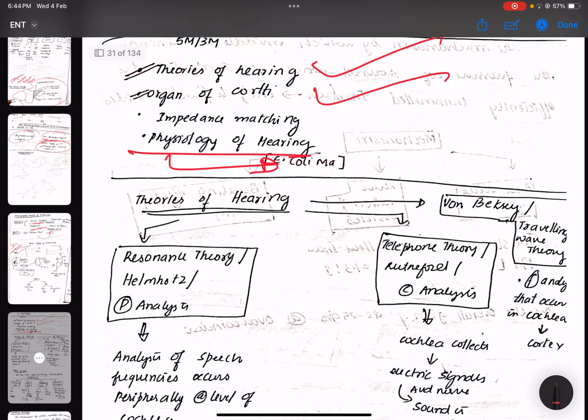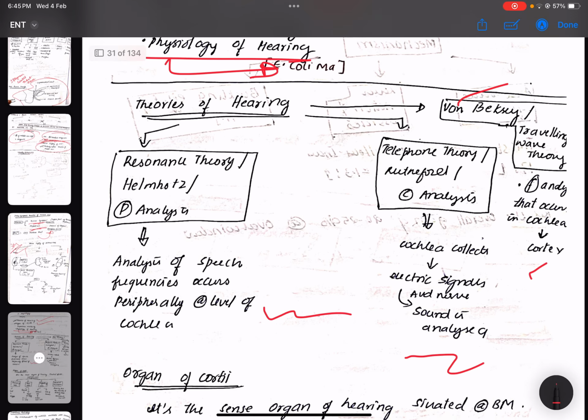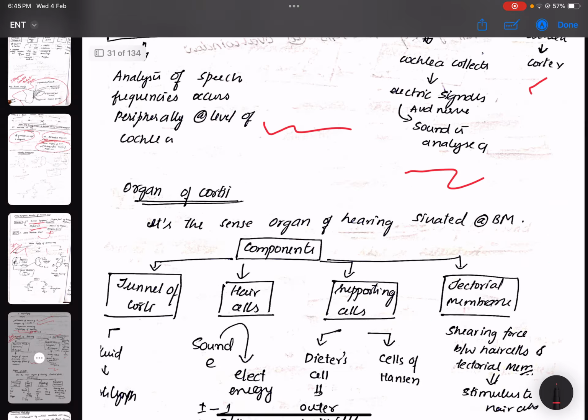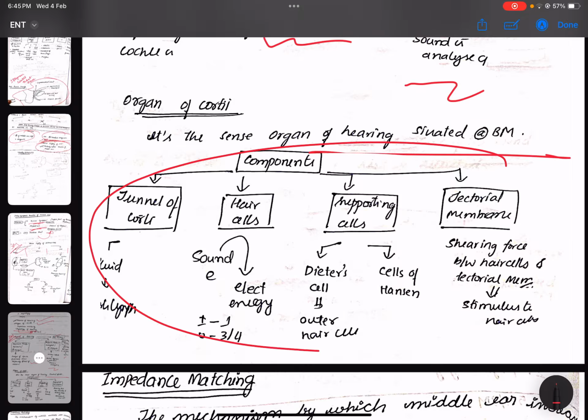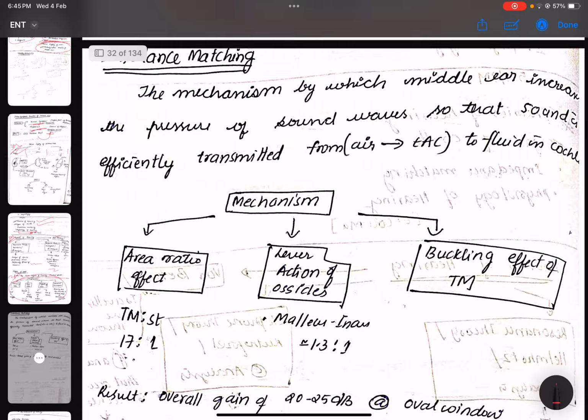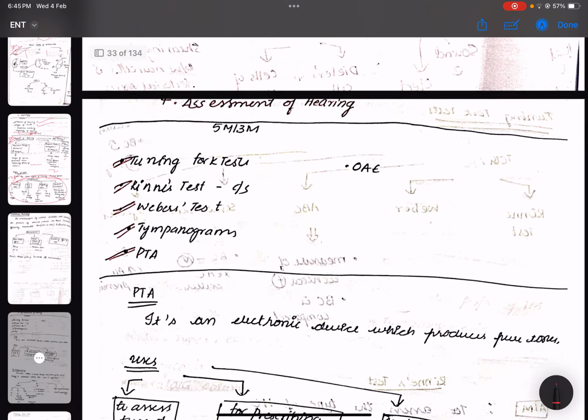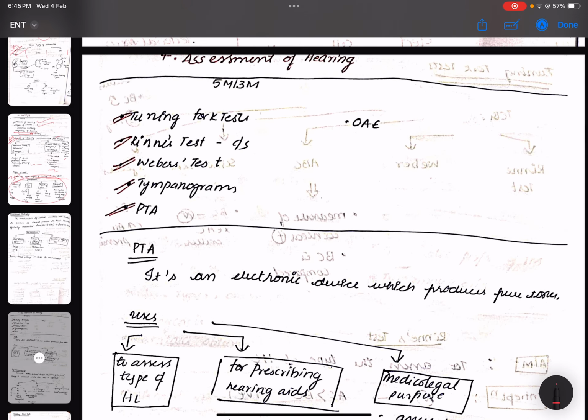I'm not explaining this part quantitatively, because this is something to do with basic science. These are the theories. Since it's a 3 marker question, know 3 theories. Even if there are extra theories, don't study them, because it's not important and it's just for a 3 marker. What is the organ of Corti? This is the major important thing, and what are its components? They can ask you for a 3 marker. Impedance matching is something to do with physiology, not important. Assessment of hearing is a 5 marker, or something to do with hearing aids.